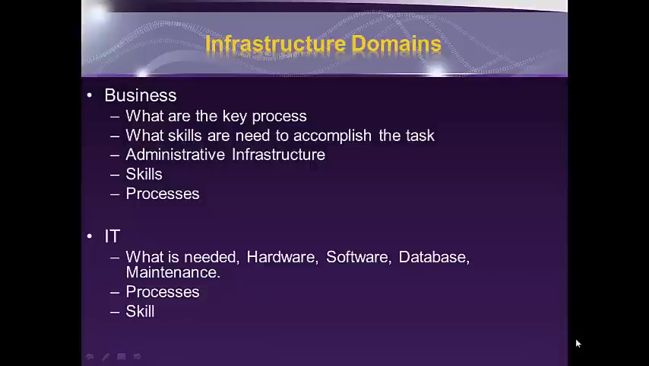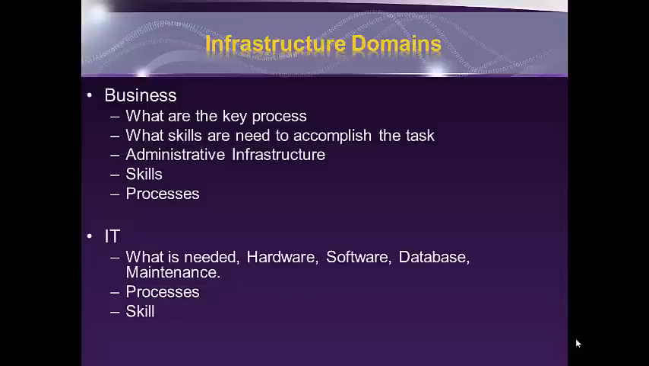Now we will be discussing the internal domains, also known as infrastructure domains. In the business infrastructure, the first item I will be discussing are the key processes. Basically, what are the skills needed to accomplish the task? They are broken down into the following. Administrative structure. This refers to how the organization runs its business. The business processes. The processes needed to run the business. And lastly, the human resource skills.